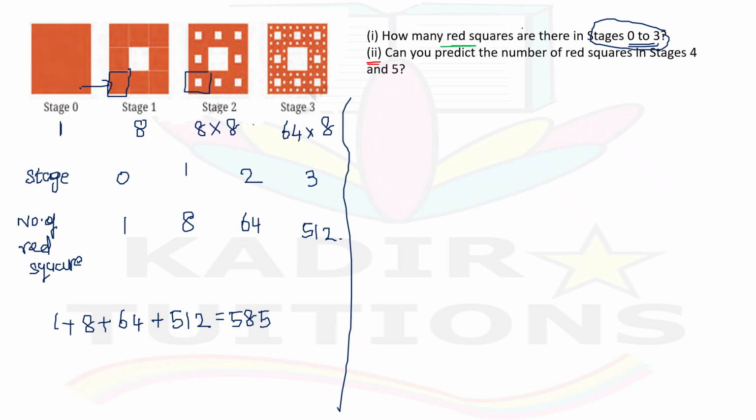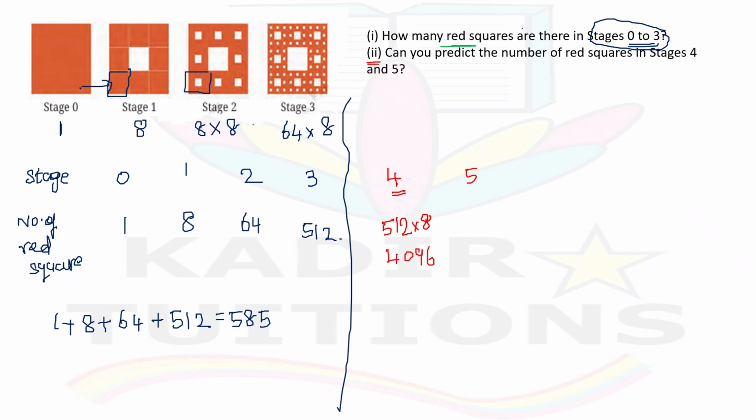Can you predict the number of red squares in stage 4 and 5? So can we continue here itself, 4 and 5. So stage 4, how many red squares are there? So how will you find? In stage 3 we have 512 red squares. Now in stage 4, each of these 512 red squares is going to be divided into 8 more red squares. So 512 into 8, which is going to be 4096.